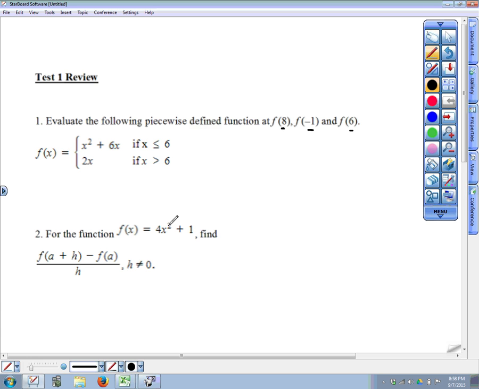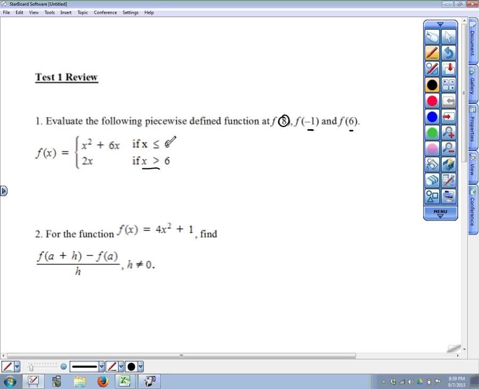Now, biggest thing students forget with a piecewise function is that this is a function. You've got to remember the definition of a function. For every one input, there is one output. So I can't plug in 8 into this piece and into this piece of the piecewise function, because that would produce two different outputs. So you've got to figure out where exactly this 8 goes, and that's why you have to look at these parts of the piecewise function.